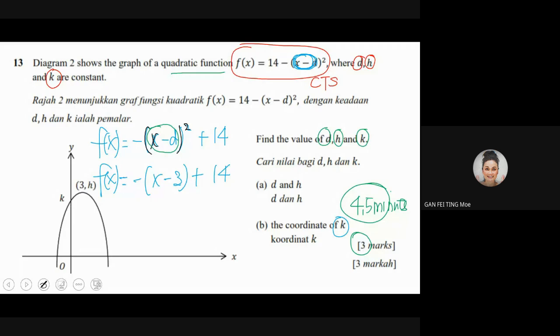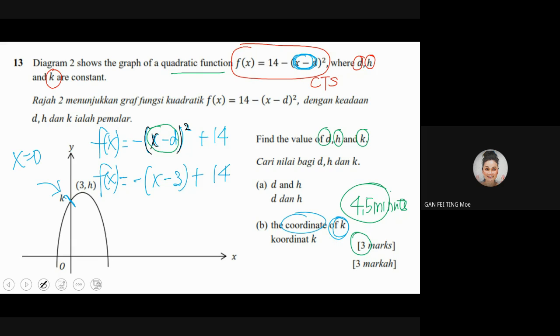Then after that, coordinate of K. Where is K? The question wants a coordinate. K is the y-intercept, the value of the y-intercept. When you are given the y-intercept or the x-intercept in words, you should know that when it is y-intercept, the value of x is 0. And vice versa, if x-intercept, the value of y is 0. I do hope that you understand.